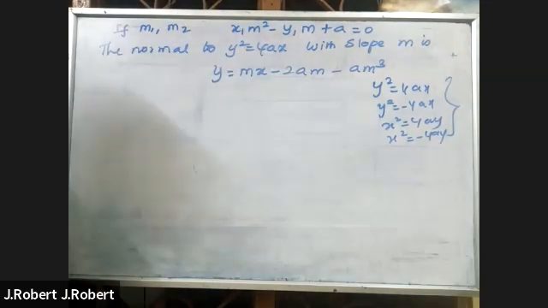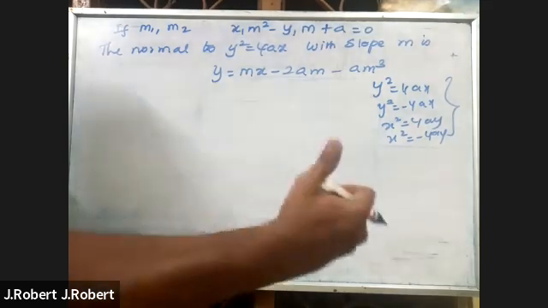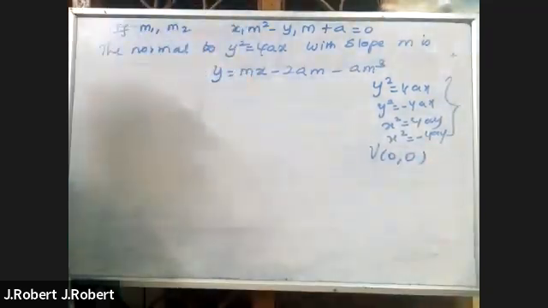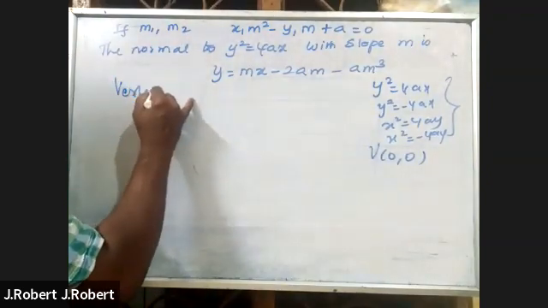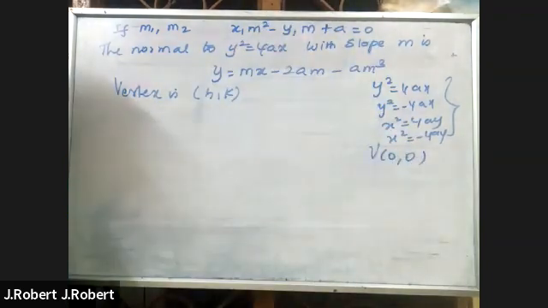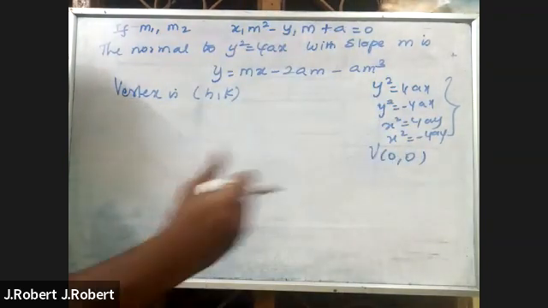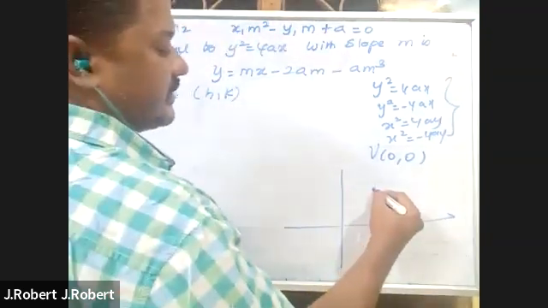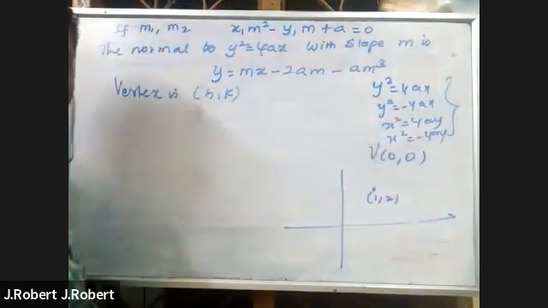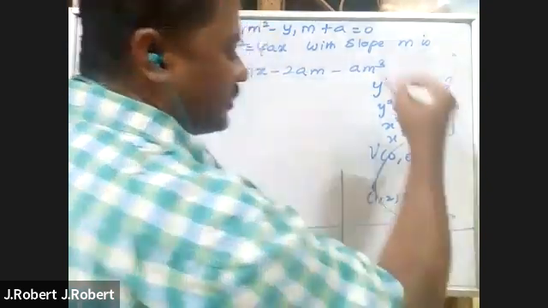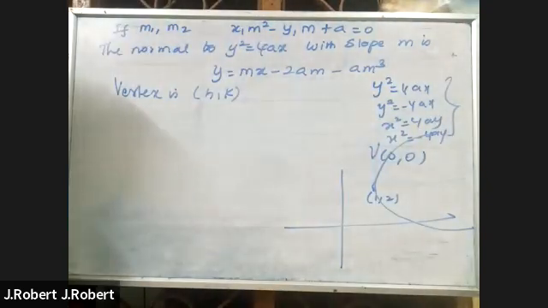Any one of these will come. If the vertex is shifted, usually the vertex is (0,0) for a parabola, but now I am taking the vertex as (h, k). It is shifted from the origin, so it is not (0,0). The vertex is placed somewhere else. Suppose this is the x and y axis and the vertex is (1,2). Then you can draw the parabola like this. So this is a parabola whose vertex has shifted.